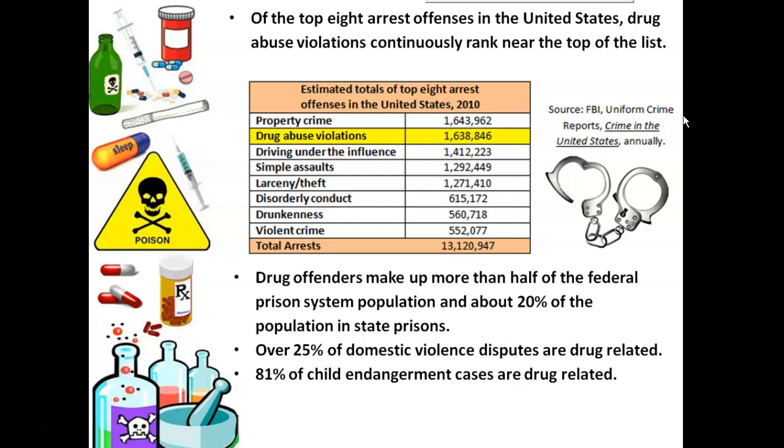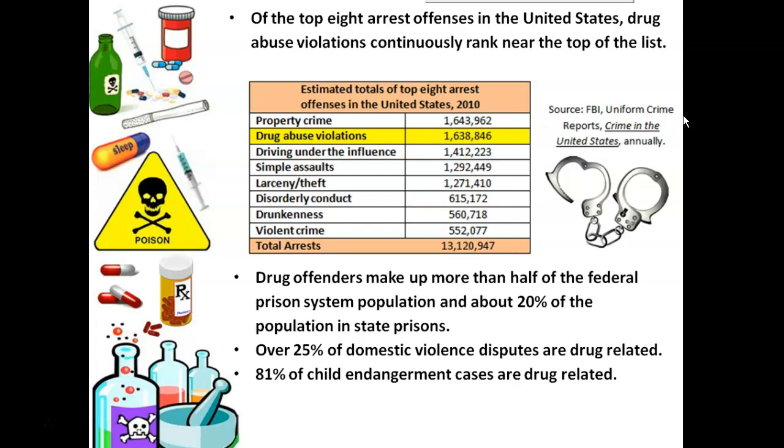If you look across the prison systems today, over half of the prison population will have drug charges or drug abuse violations, and sometimes those are with other charges as well. And what we see is that over 25% of domestic violence disputes are going to be drug-related in some way, shape, or form. And 81% of child endangerment cases are also drug-related.